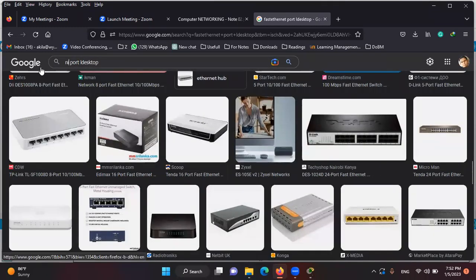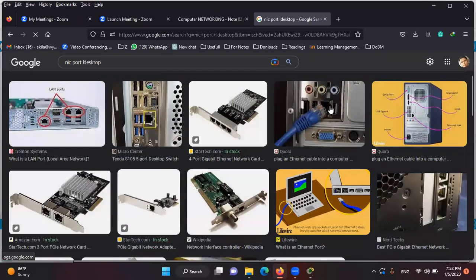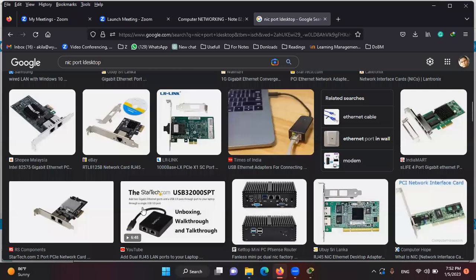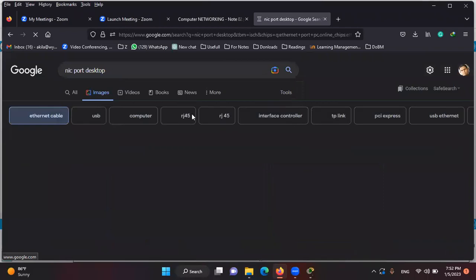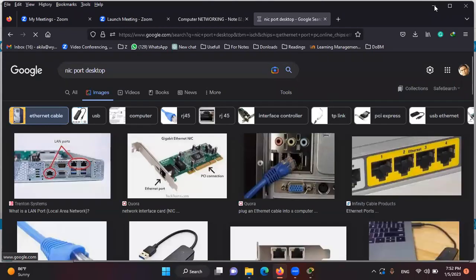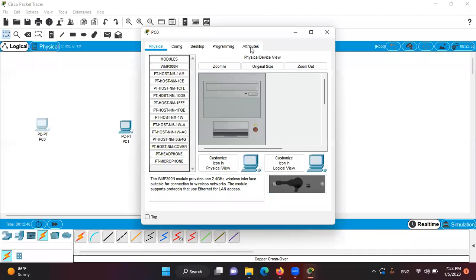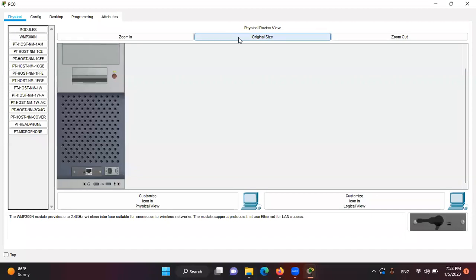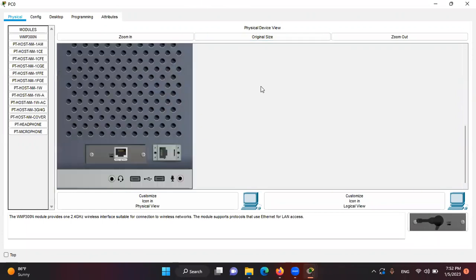Again, this is called a NIC port, right? See, if we check in a desktop computer, in those also you can find this fast Ethernet port, or the network port, NIC port. In here, we have used two computers, right? When I click on this computer, this is the physical view of the computer. So this is the fast Ethernet port in this computer.